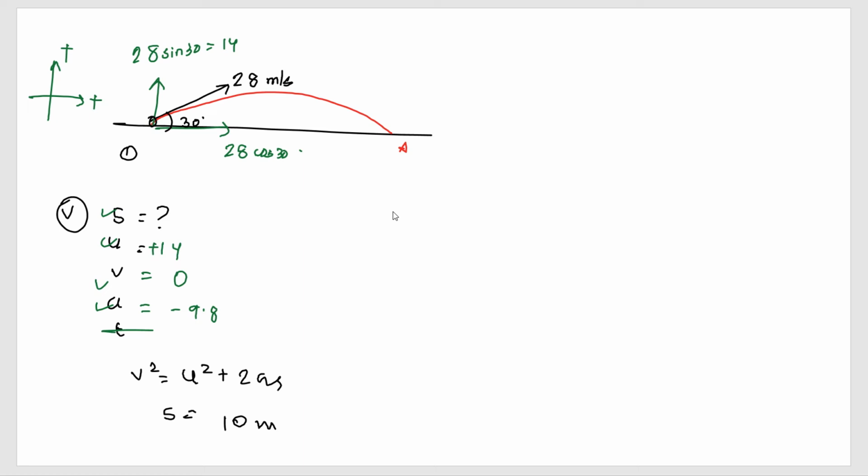The second part of the question tells us to find the time of flight of P. For that, we can use the formula V equals U plus AT. Once again, for the vertical component of motion, V equals U plus AT. We know that at the maximum point, the vertical velocity is 0. The initial vertical velocity is 14. Our acceleration is minus 9.8, and T is something that we need to find out.